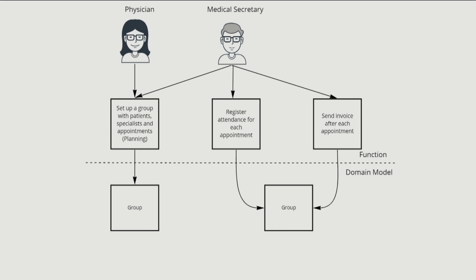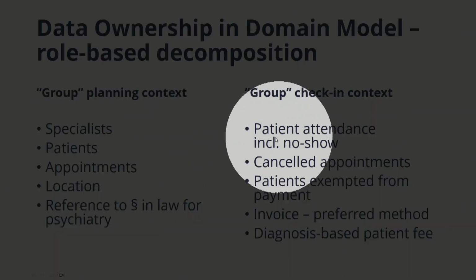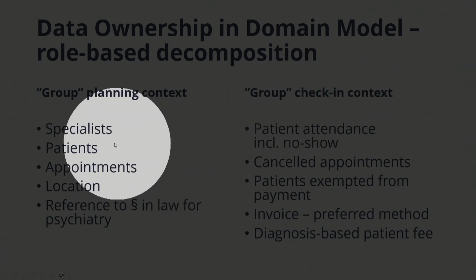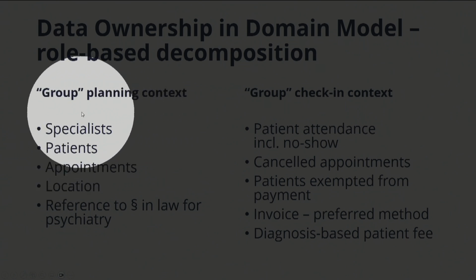Okay, what feedback do we get from data ownership on this one? Well, we see now that we are able to split it. It's never so neat and nice in real life, but for the purposes of this talk, we're able to split it. Everything to do with attendance and invoicing, we put in the check-in context, one model for group check-in, while all things we needed for planning, we put in a planning context. So we have two models, one on each side of the boundary.